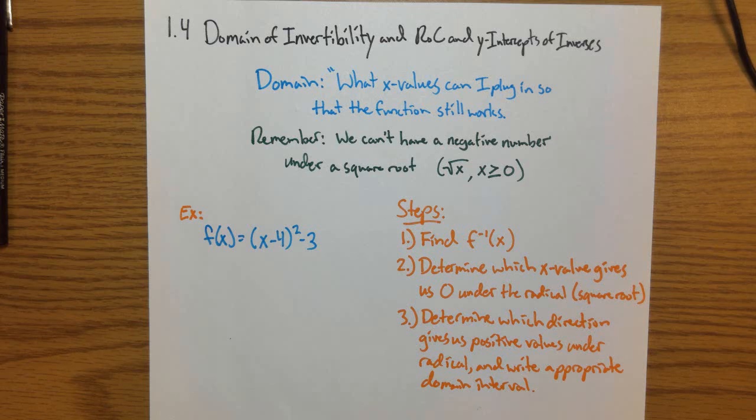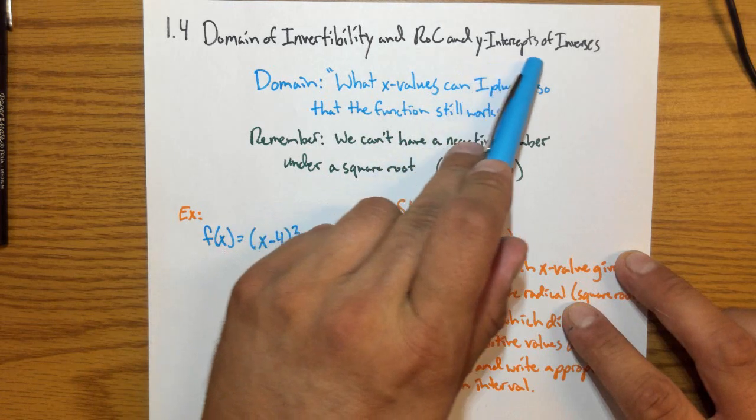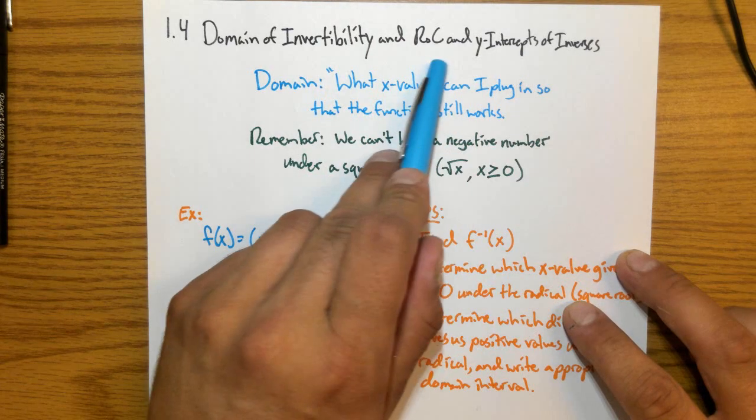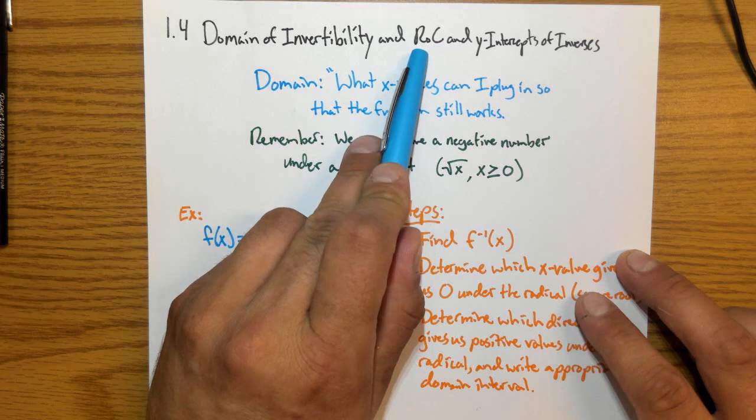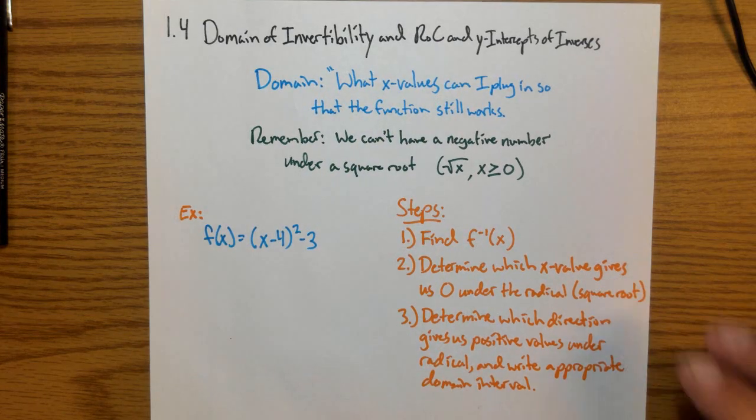Hello class, today we're going to be on to 1.4 and we're going to be talking about domain of invertibility and rate of change in y-intercepts of inverses. So when you see this ROC, big R, little o, big C, that stands for rate of change, and rate of change is just another word for slope, really, when we're working with a linear function. So when you see rate of change, just think slope. How is it changing over time?